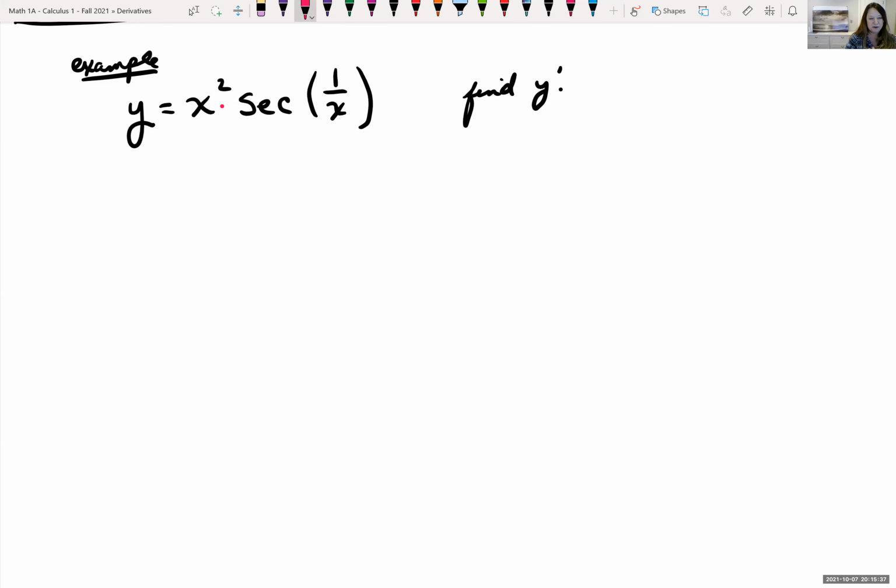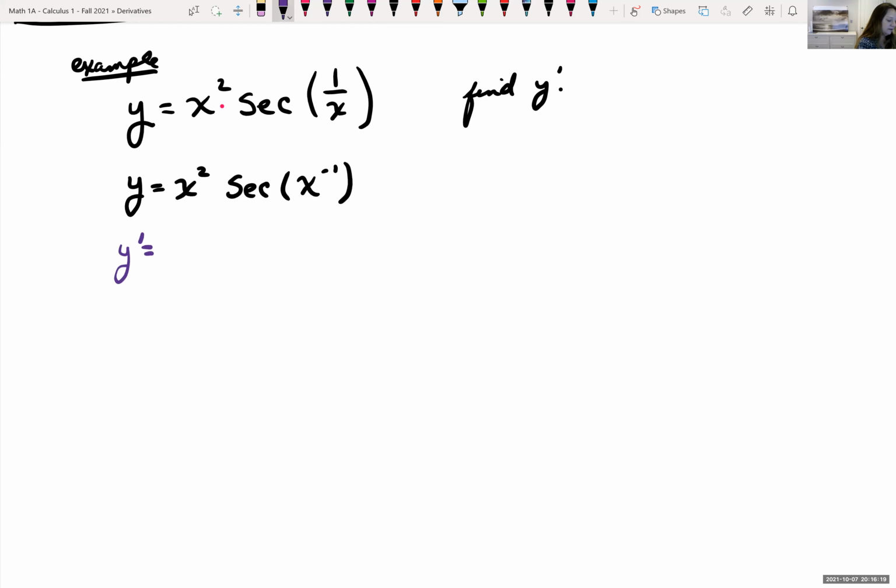Before I do this, when I take the derivative of the inside of secant of 1 over x, I don't want to have to use the quotient rule on 1 over x. And remember, we can rewrite things. So let's rewrite that as x to the -1 power. And so doing that, we have y is equal to x squared times secant of x raised to the -1 power. So that's different than saying the inverse function of secant of x. Okay, so now we can use the product rule.